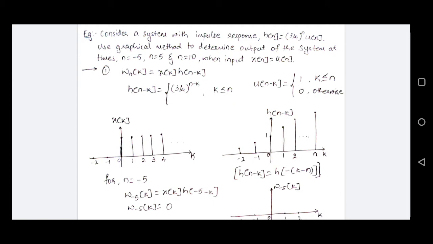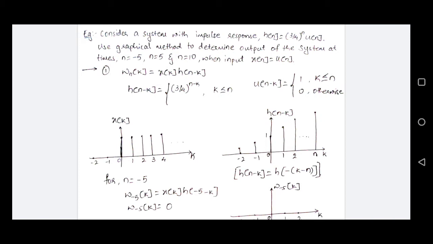To plot h of n minus k, we'll have to understand what h of n is first. H of n is defined as (3/4)^n u of n. Now 3/4 is between 0 and 1, so this is a decaying exponential which will be present from 0 to infinity.